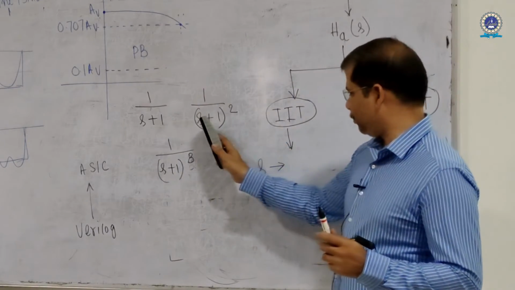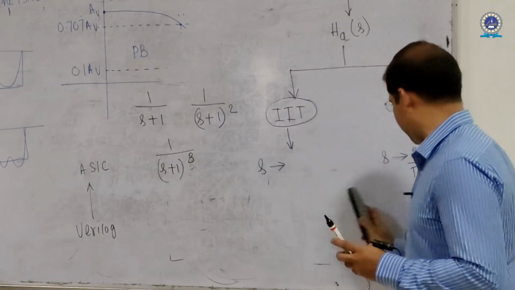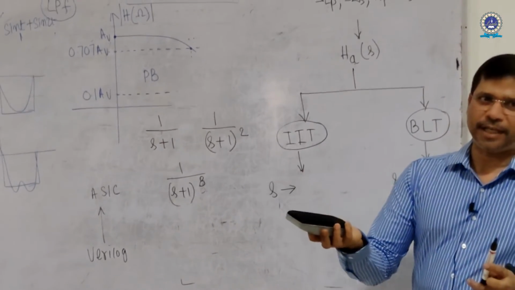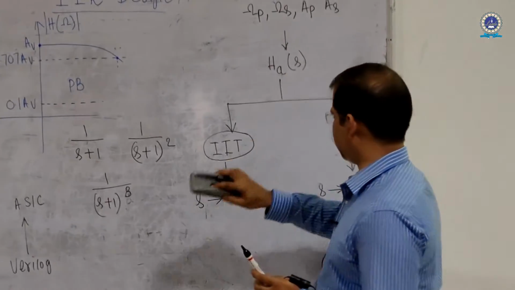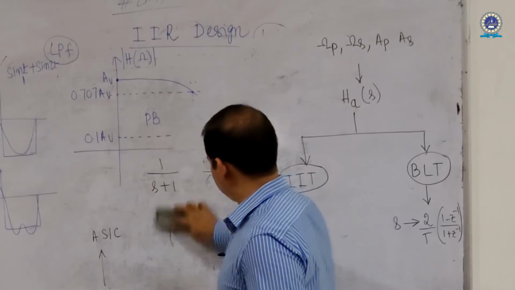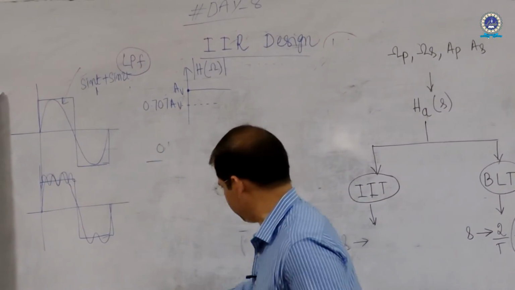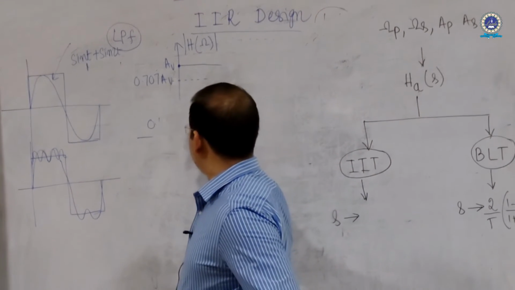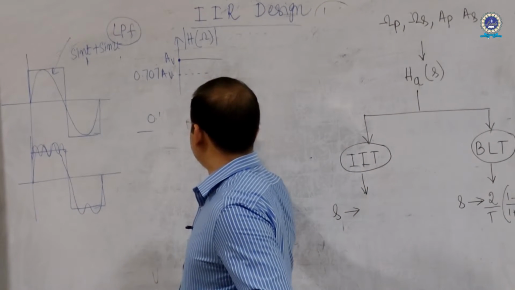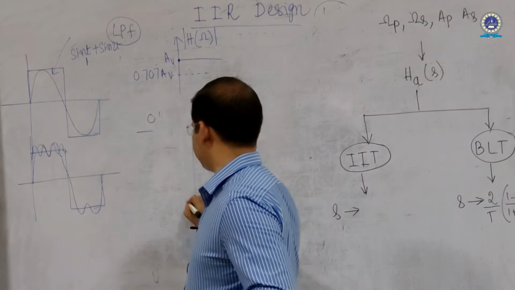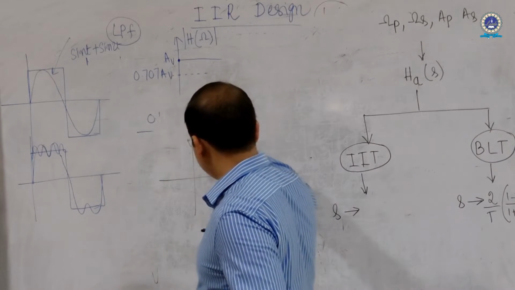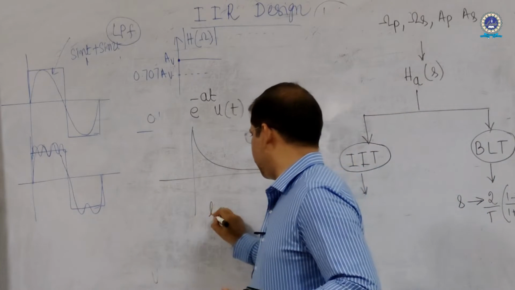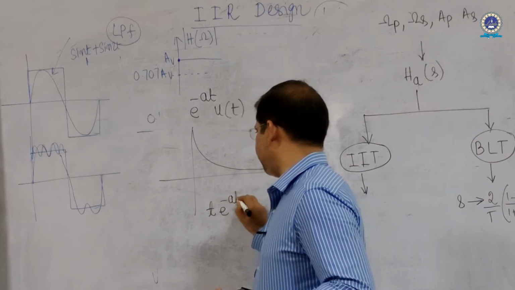Once you understand this, then you will appreciate the impulse invariant technique. Why is the impulse invariant technique better than the bilinear transformation? I'll tell you. I just have to go to the time domain, control systems, and then I'll come back to this. e power minus at, let us plot this graph. Most of us know this, so it is exponentially decreasing. How about t into e power minus at?